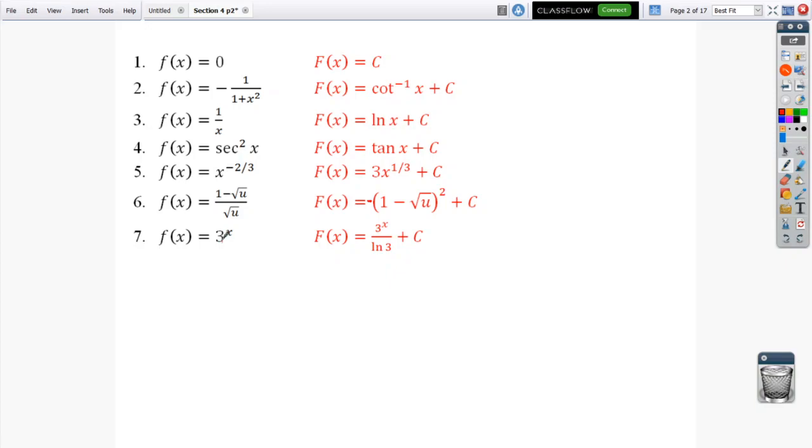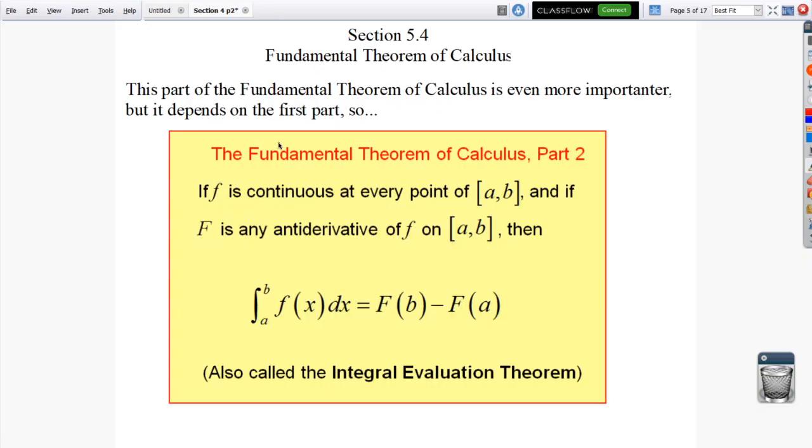Number 7, since we have the derivative of 3 to the x is 3 to the x ln of 3, we would have to divide by that ln of 3. Just thinking of common mistakes that people make, I always see people screwing up number 3, determining what the antiderivative of 1 over x is. That's a huge one that people often screw up. So again, that's what your do now would have been if you were in class.